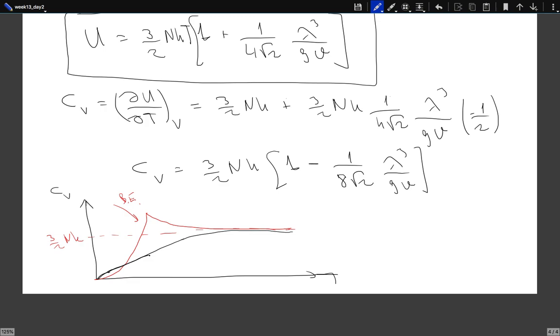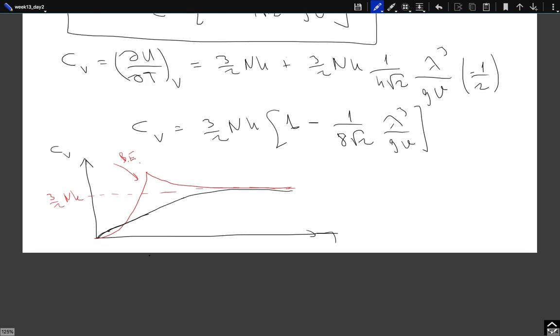So this is basically what we have in the large temperature limit. Now we can go to the small temperature limit. Any questions on this large temperature limit?